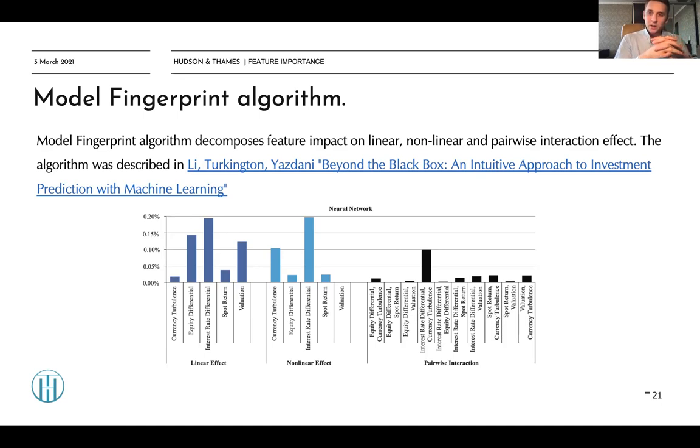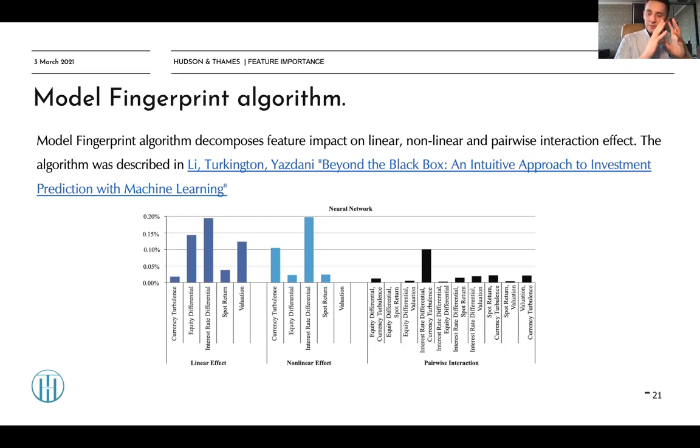So that's why we have analyzed how feature importance is done. Feature importance is actually the first step to overcome this issue, because when you know what the most important factors are which affect the performance of your model, it really makes your research white box rather than black box. And the second step is to use the model fingerprints algorithm to decompose the feature impact on the prediction.